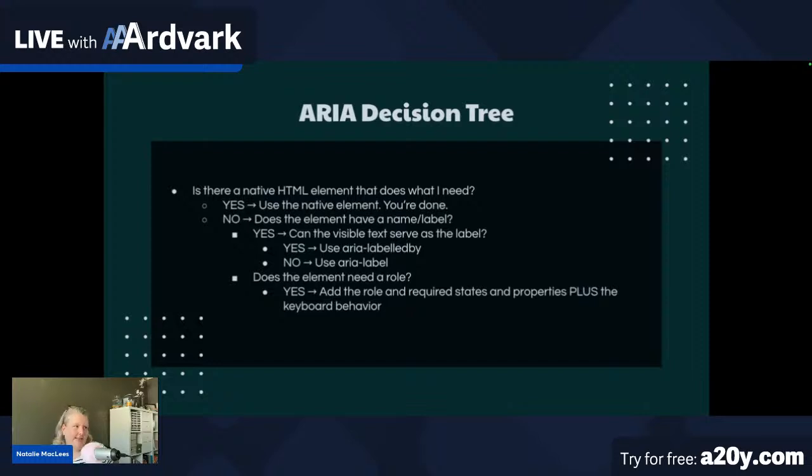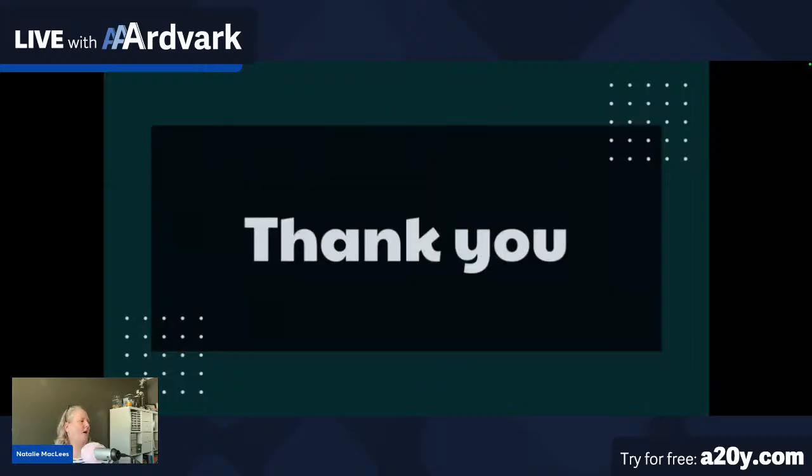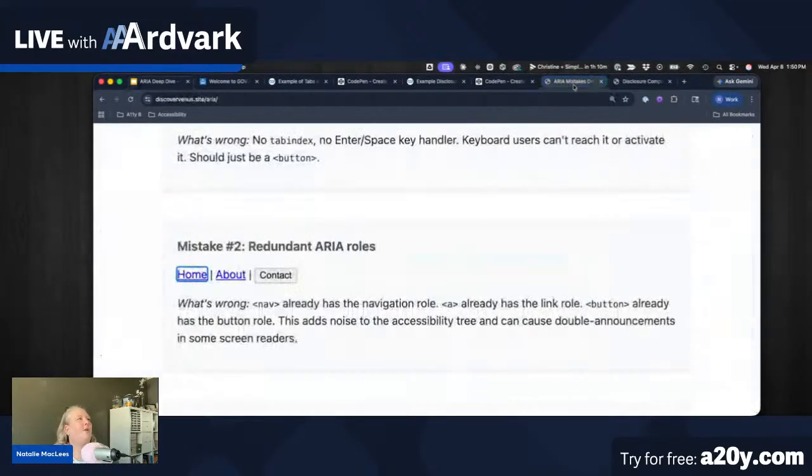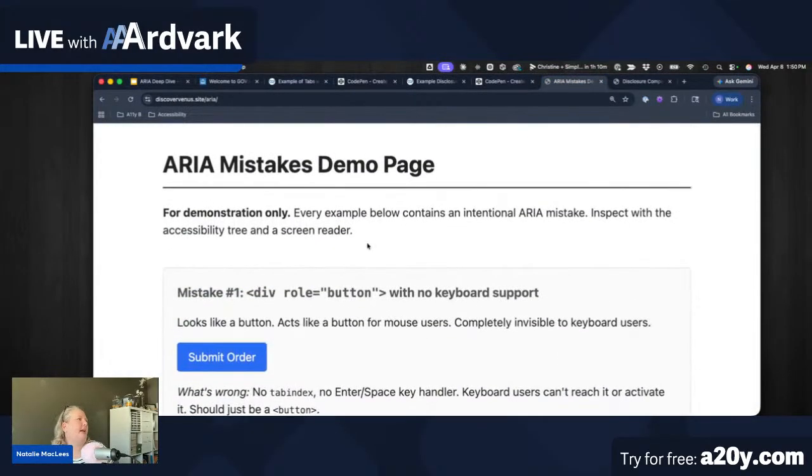So if yes, then I'm going to make sure that I add any ARIA role, any states, any properties that are required to make that work, plus the keyboard behavior, plus any JavaScript that I need to actually make it work. And if no, if the user's not going to be interacting with this, then you probably don't need ARIA. You're probably just marking up some text content or something like that. All right, let's go ahead and look at some common ARIA mistakes.